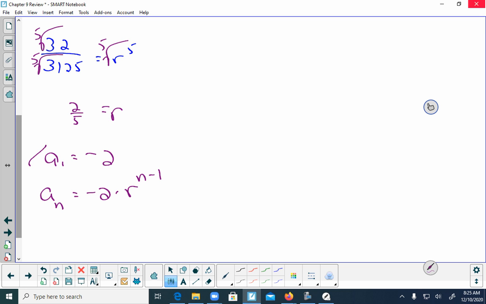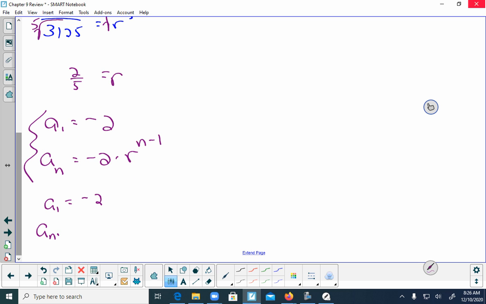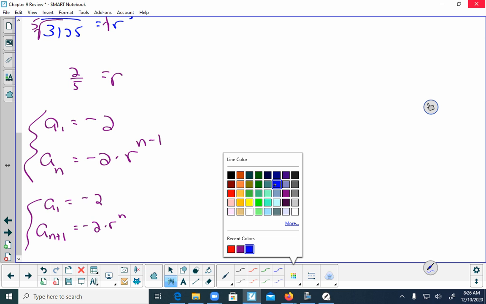That's one way that I can write that, is having n and then n minus 1 over here. Also correct is my first term is -2, and then I could have a to the n plus 1 here is equal to -2 times r to the n. Either one of those is acceptable, but you must have both parts. Oh, I back it up. Hold on. I forgot to put in my ratio, so let me put that in.